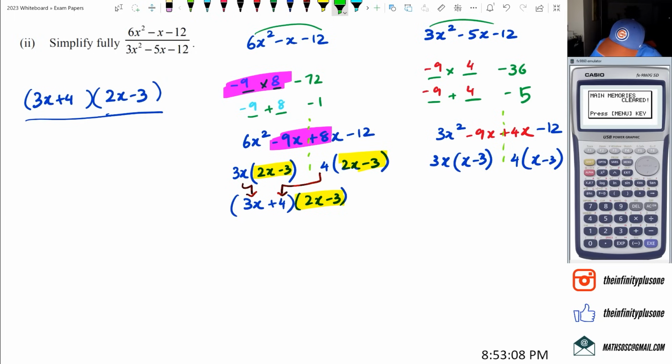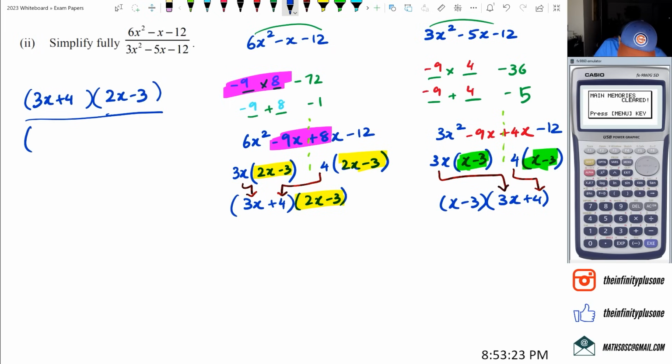Once again, I've got x minus 3 as a common factor, and in the bracket I've got 3x plus 4. 3x is from there and 4 is from there. So I write this up: x minus 3, 3x plus 4. And as you can see, I've got two factors that are the same. Get rid of them, and I'm left with 2x minus 3 over x minus 3.